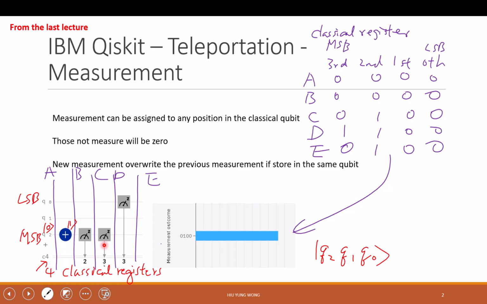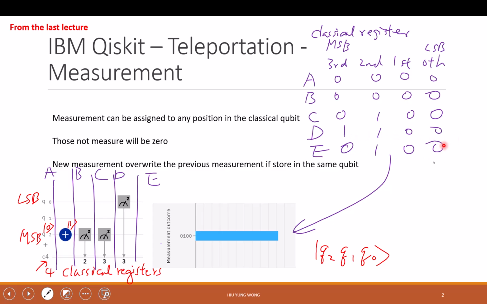Now, I do one more measurement at qubit 2, but this time I store it into register 3, or classical bit 3. And at D, what is the value of the classical bits? What did I just do? I stored 1 to 3, right? So I get 1, 1, 0, 0. Is this clear?